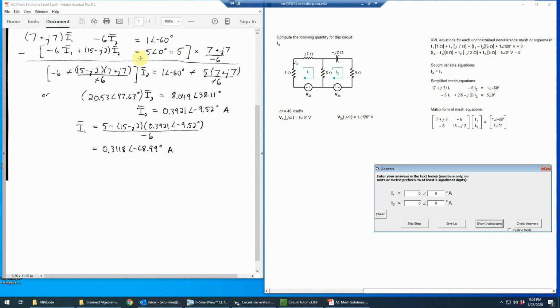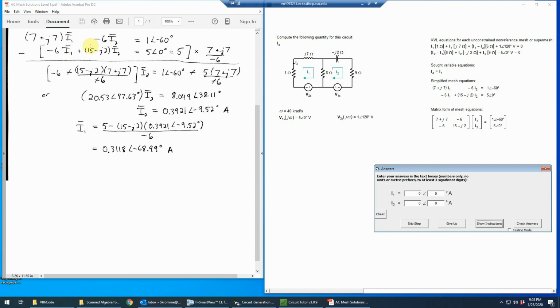There are various ways to solve a 2x2 system, as you learned in elementary algebra. I could solve this equation for I1. For example, I just add 6 I2 to both sides and then divide each term by the 7 plus j7 using a complex number calculator, and then divide by the minus 6 to solve for I2. And when you've solved that for I2, you would plug that into the second equation, and that would give you a single equation in a single unknown, namely I1.